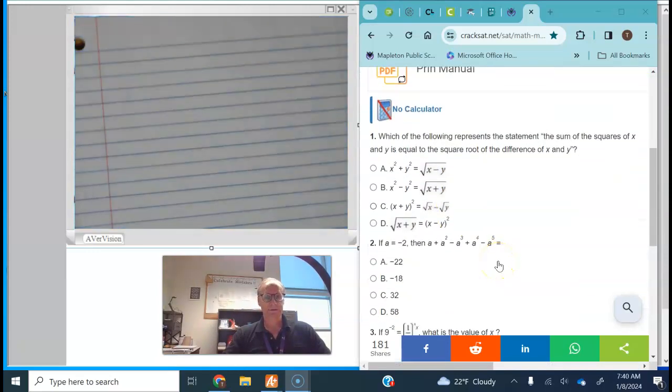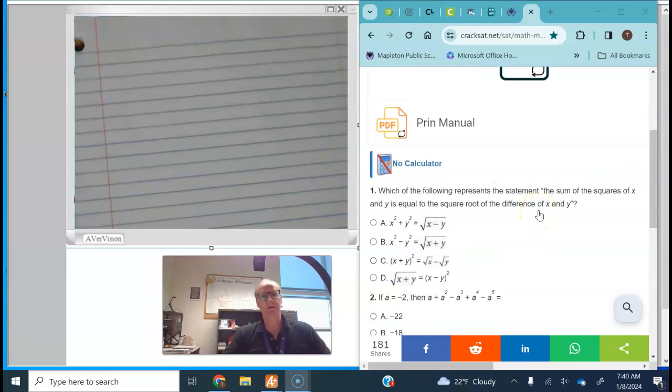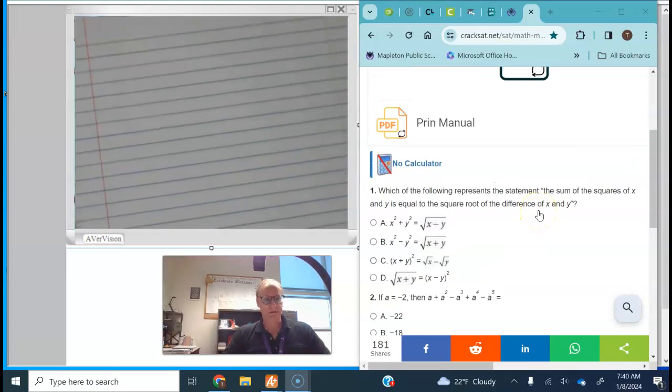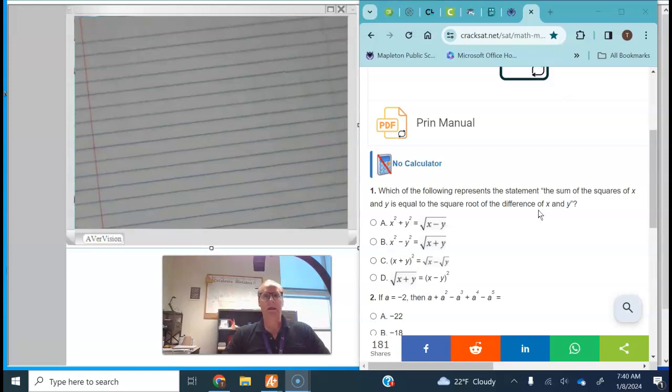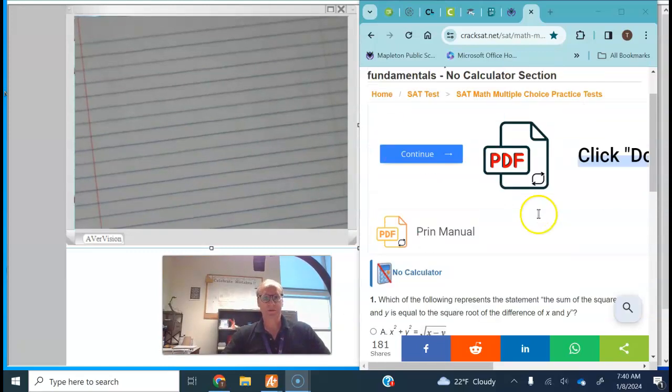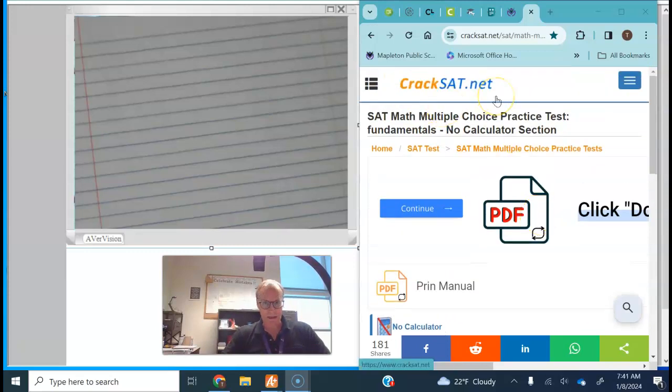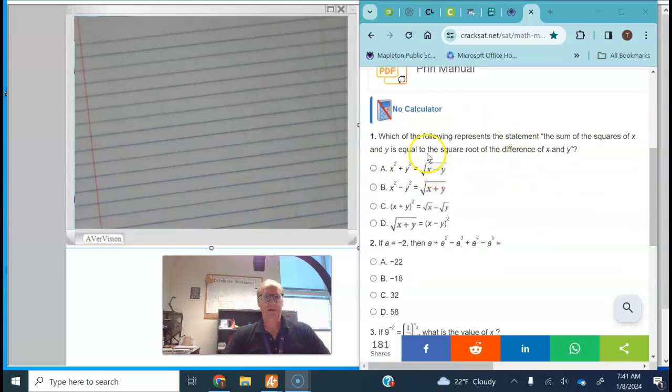So this is the first section, and it says it's a no calculator. We have 5 minutes, so I'm going to try to keep it under 5 minutes, of course. And I'll keep my timer here, and I'll read the question and try to explain my thinking in each one, and still stay under time. So wish us luck, and let's get started. You can go to cracksat.net and open test number 1.